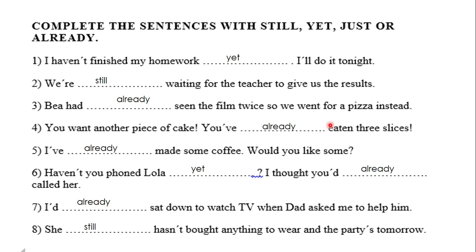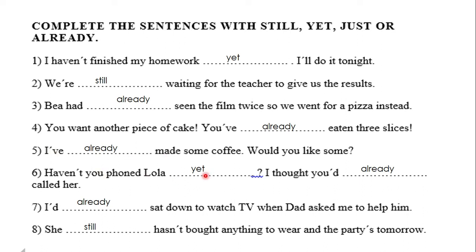You want another piece of cake? You have already eaten 3 slices. Already comes between the auxiliary have or has and the past participle of the verb. Number 5, I have already made some coffee. Would you like some? Yo ya hice algo de café. I have already. So between the auxiliary and the past participle of the verb.